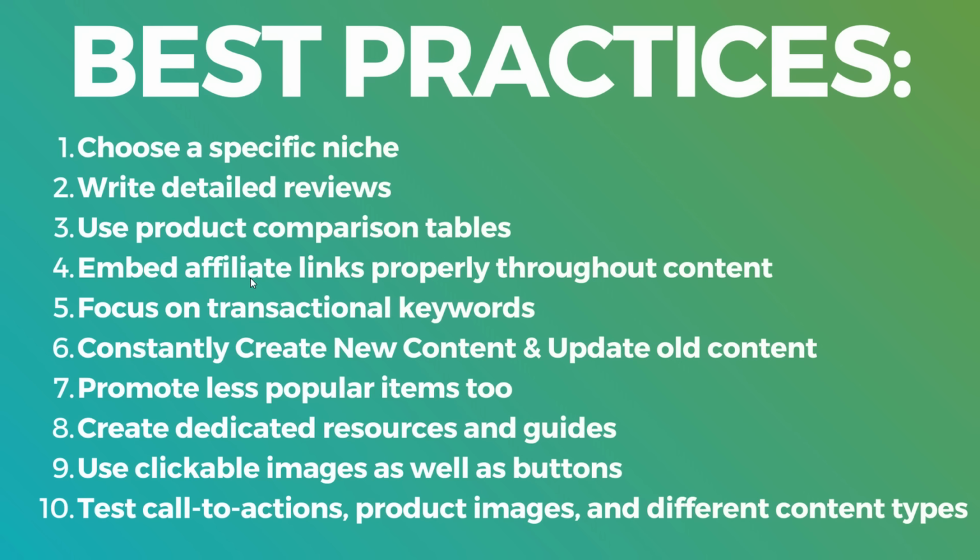Embed your affiliate links properly throughout content. Use product comparison tables. So those are all really good ways to kind of make your links look a little bit better. So I'll go over some tools where you can actually create product comparison tables. It is easier to create them manually too using the WordPress block editor. So if you'd rather just do it manually, once you create 1 or 2, it kind of becomes easier to continuously create them. Focus on transactional keywords.